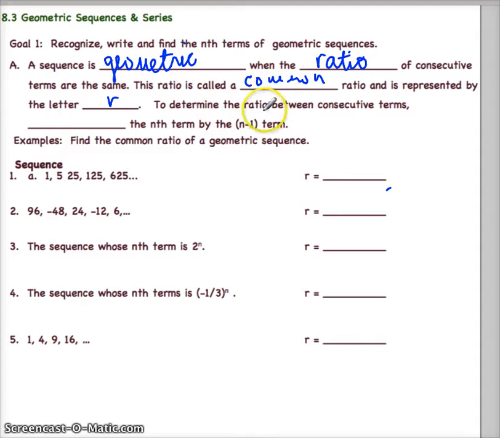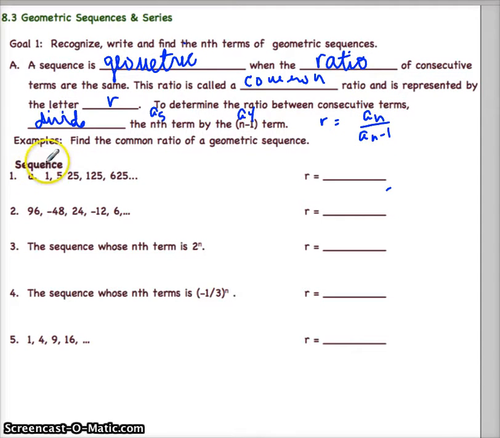So to determine the ratio between consecutive terms, you will divide the nth term by the n minus 1 term. What does that mean? Well, if you have the fifth term, if this is a sub 5, then the term that's n minus 1 would be the fourth term. So in other words, you pick two consecutive terms and divide the second by the first. So the common ratio is equivalent to the nth term divided by the a sub n minus 1 term.